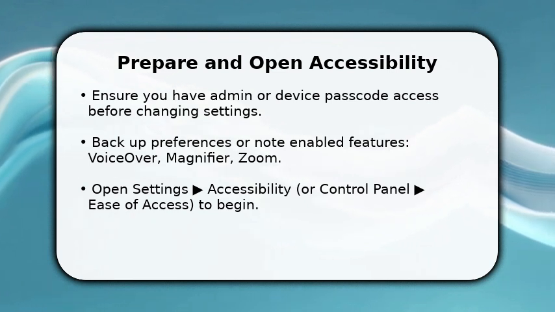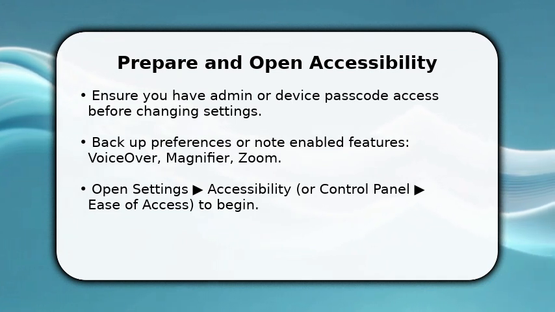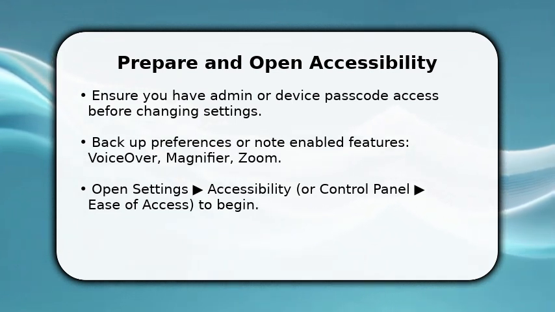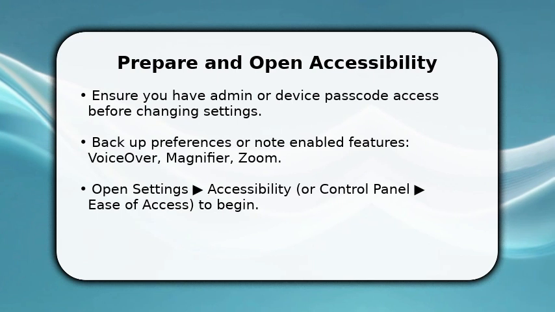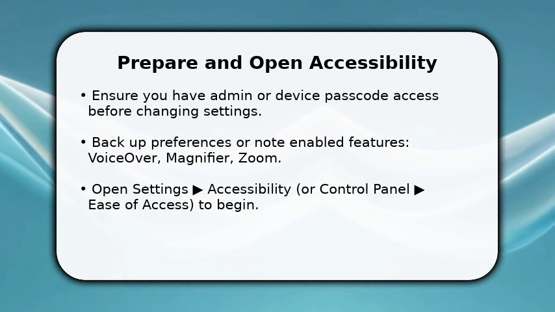Next, open Settings and go straight to Accessibility. On desktops, use Control Panel, then Ease of Access. This places you at the control center for assistive options. Make sure to keep the device awake while you work so changes apply immediately.